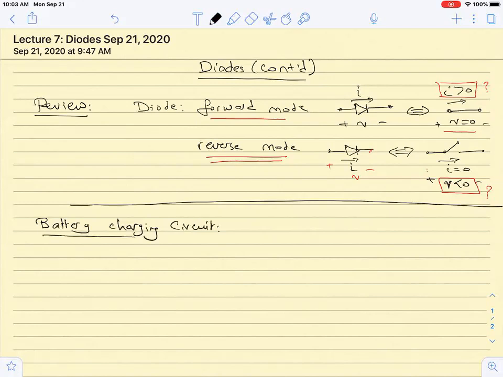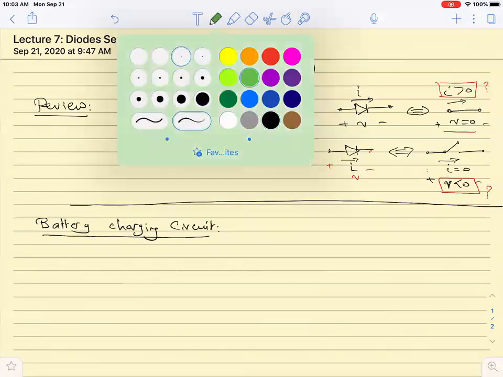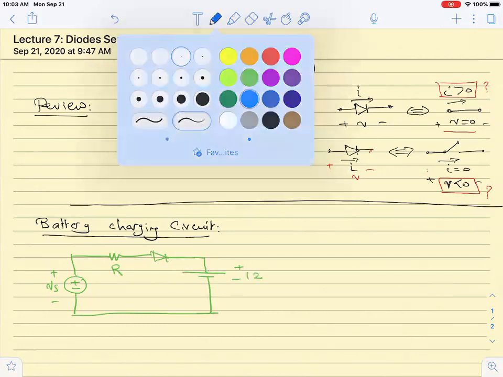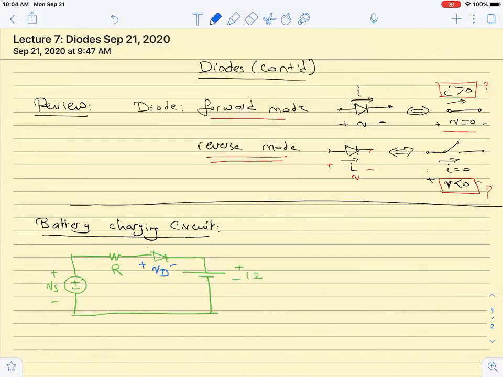Let's look at this circuit. I have a supply Vs, which is between those two nodes. It is feeding a resistor, which is connected to a diode, which is connected to a battery. The battery and the source are both connected to ground. The battery has a voltage source of 12 volts, and my diode has plus and minus VD and a diode current ID.